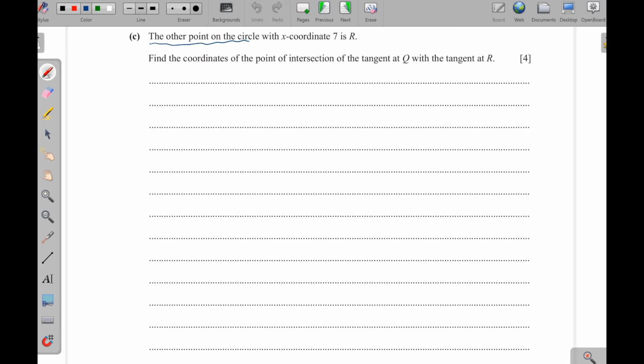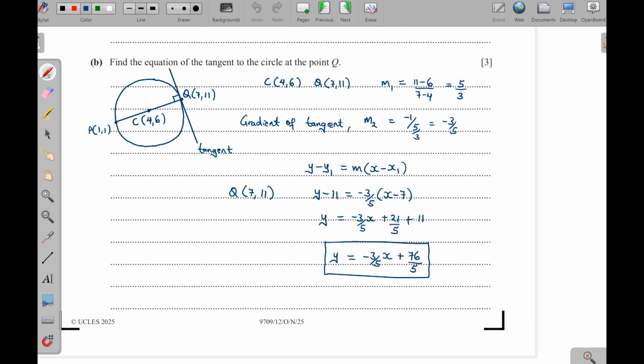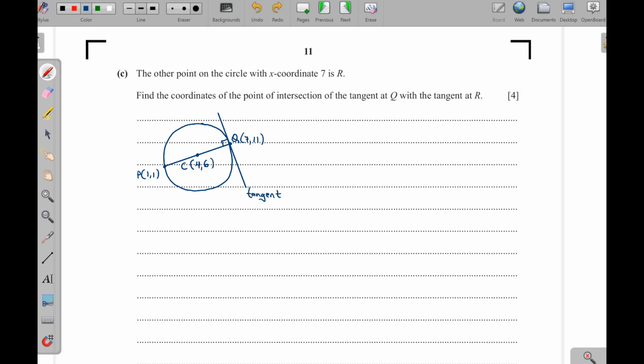But see, the other point on the curve with the x-coordinate 7 is R. Find the coordinates of the point of intersection of the tangent at Q with the tangent at R. Now, let us go back to our diagram here. So I'm going to copy this diagram here, okay? Then I take it the other side. Now, this is my diagram here. Maybe I can take away this word tangent.